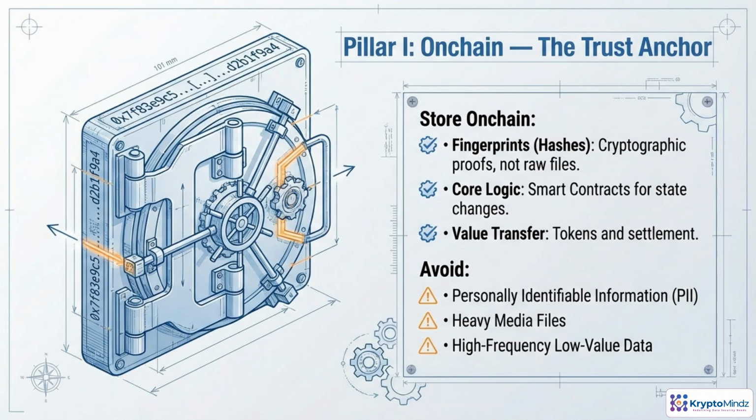Let's zoom into Pillar 1, the on-chain layer, your trust anchor. Think of it as an immutable vault. You only place what absolutely must be tamper-proof and globally verifiable. That includes cryptographic fingerprints of data, not the data itself, core business rules as smart contracts, and actual value transfers, like tokens or settlement records. Because blockchains are expensive and slower, you deliberately keep bulky, sensitive, or noisy data off-chain. No personal information, no large media, no high-frequency telemetry. By being this selective, you maximize trust while keeping cost, performance, and compliance under control.